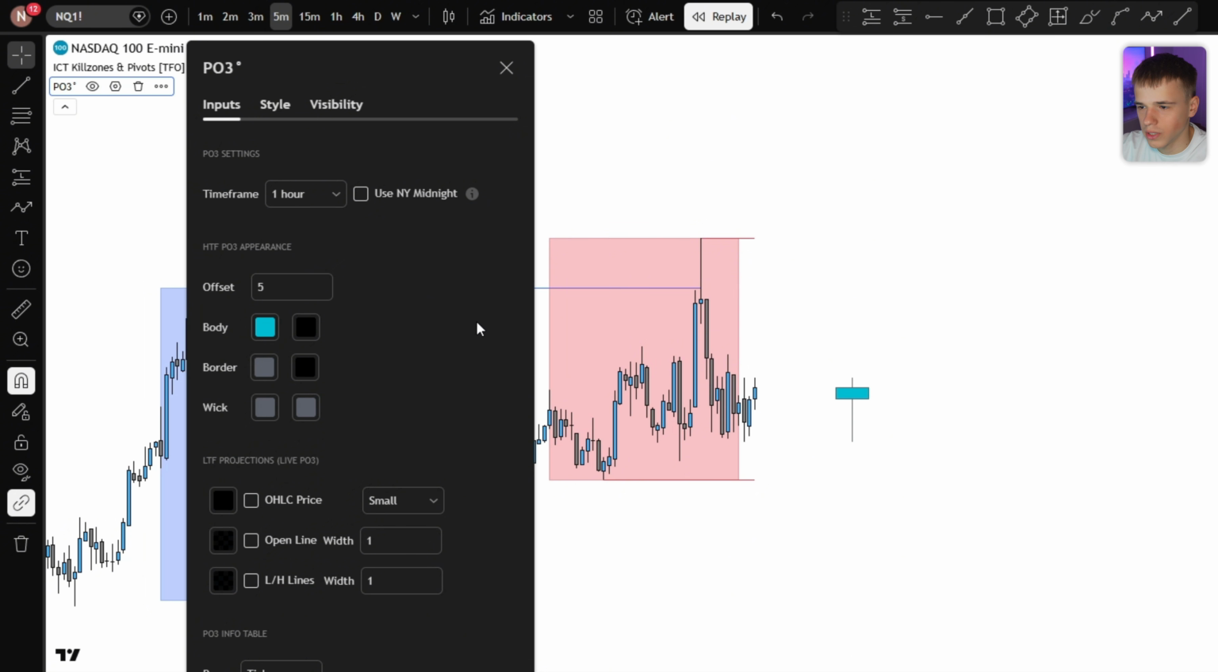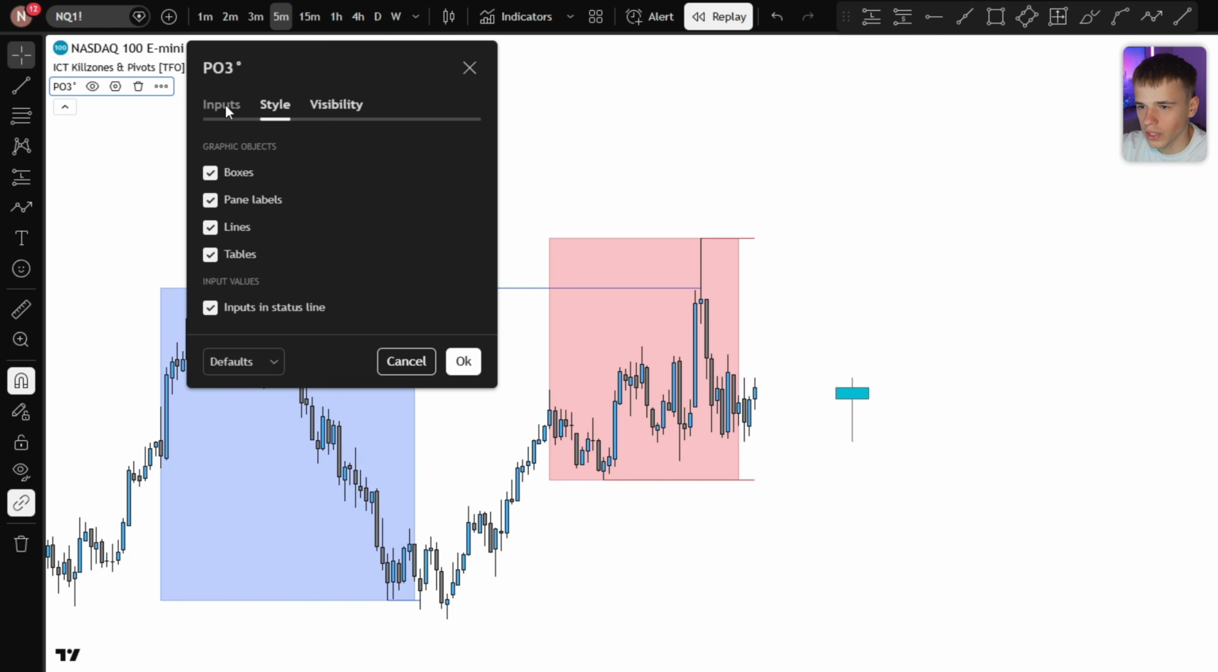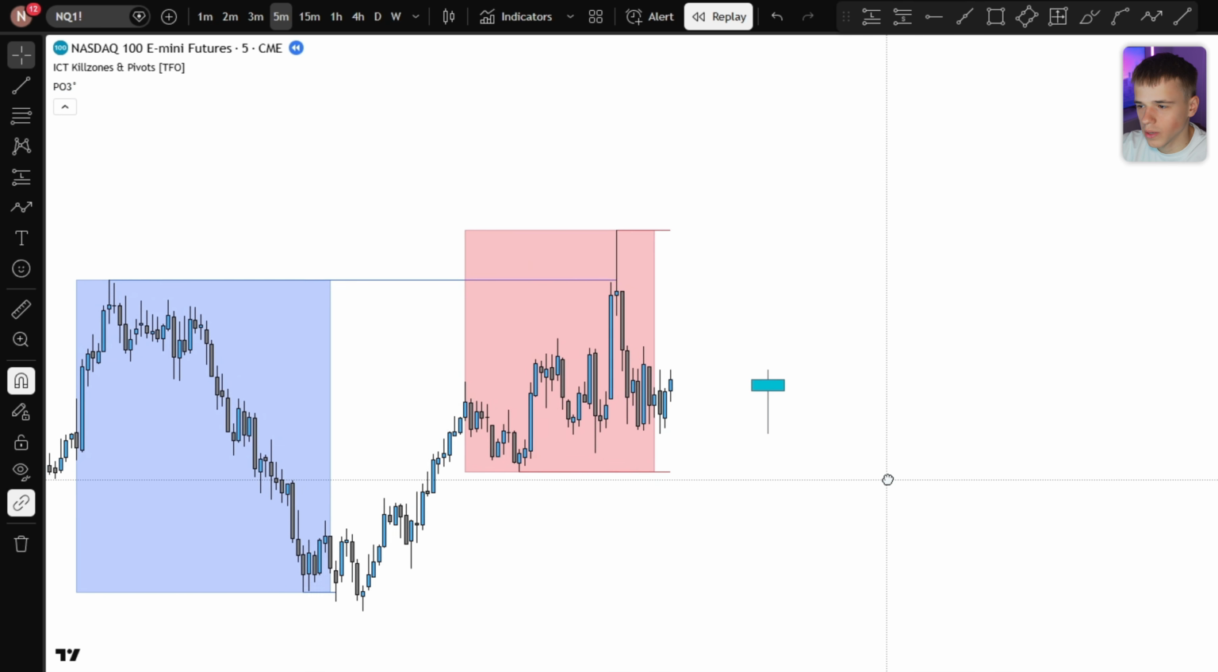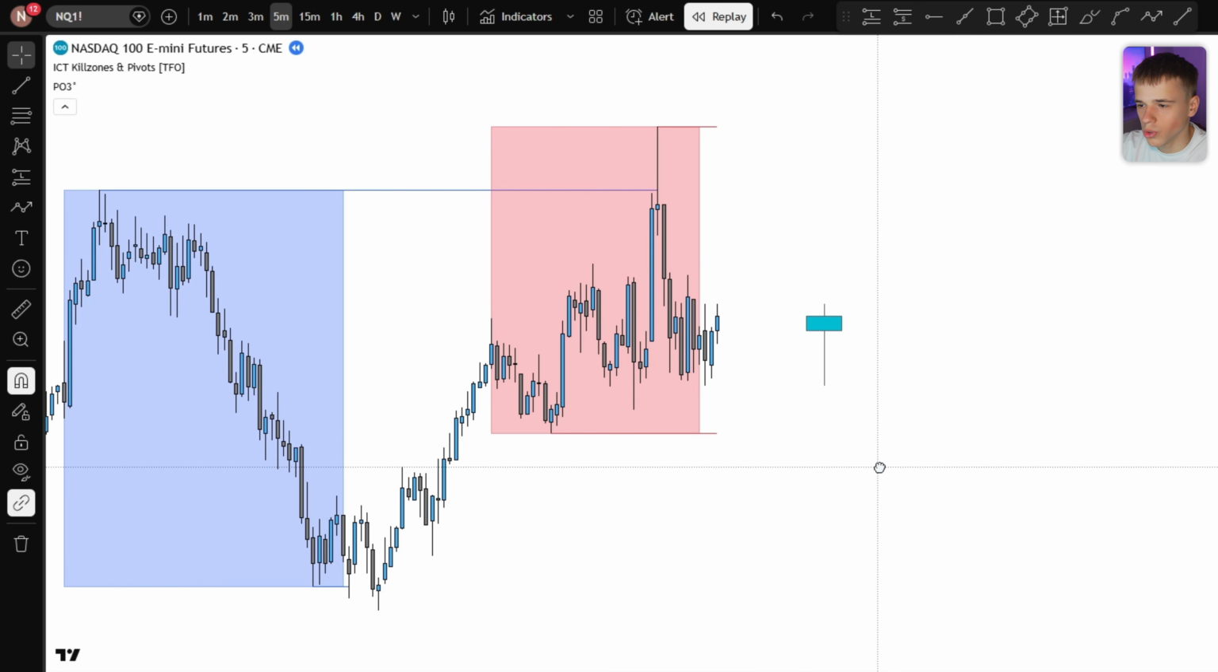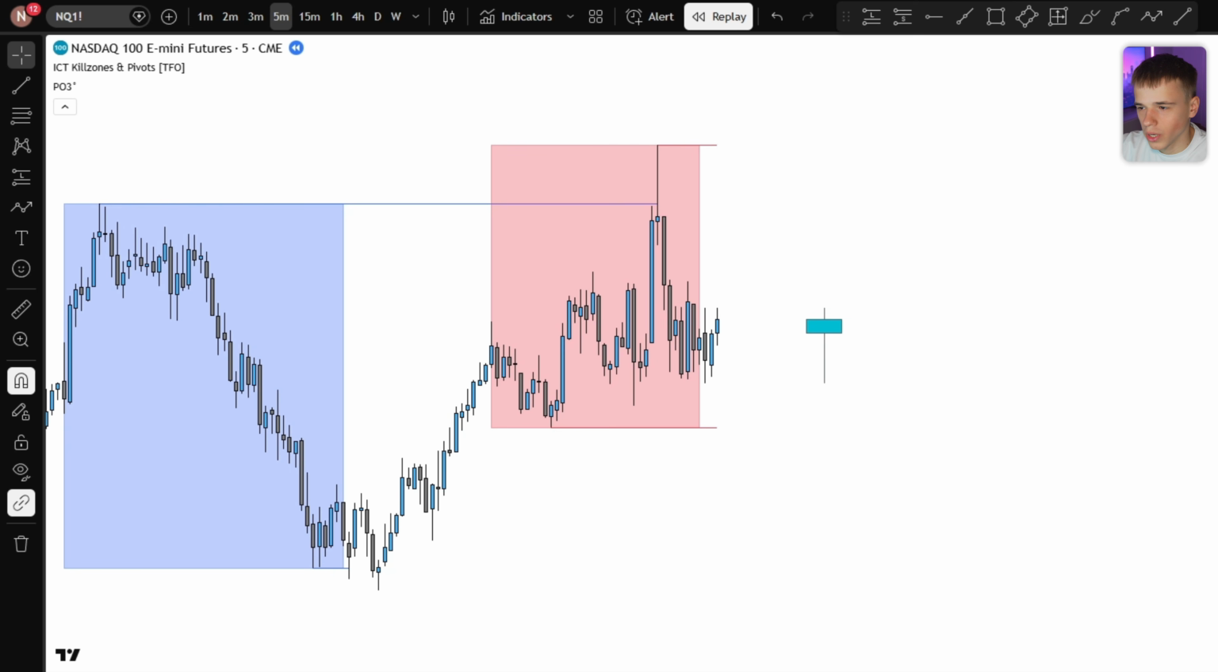So you can see right here, these are my settings. So you can just kind of copy everything. You also have this, and that is basically it. It's really simple to set up. So for example, this indicator is going to be used for knowing where the manipulation is.